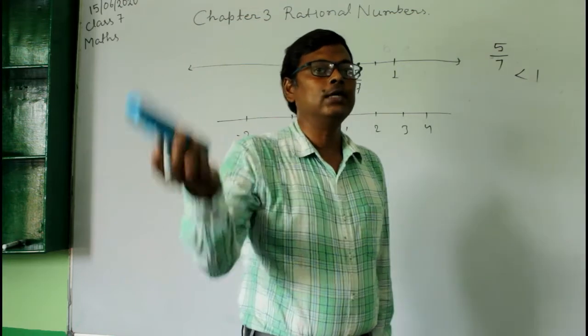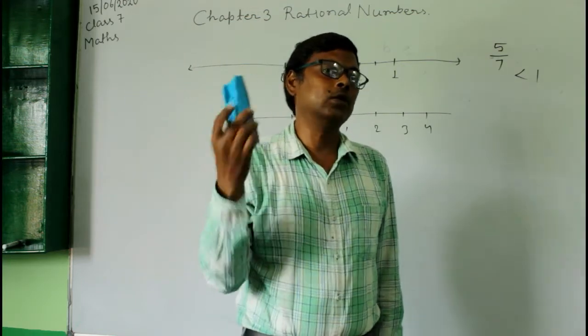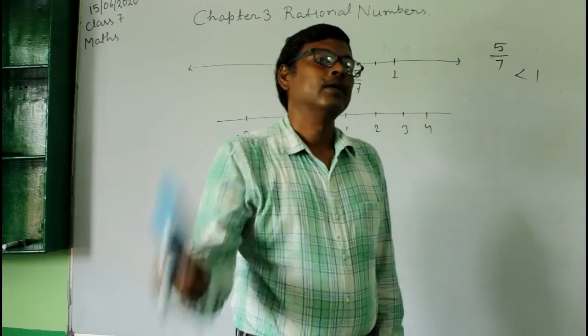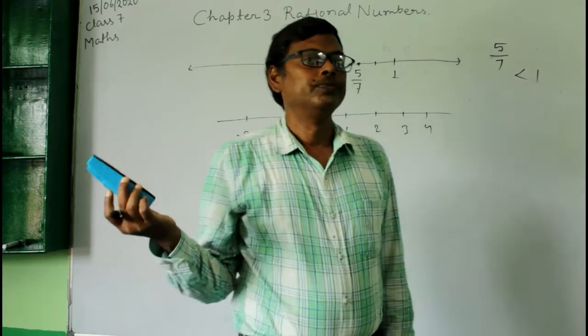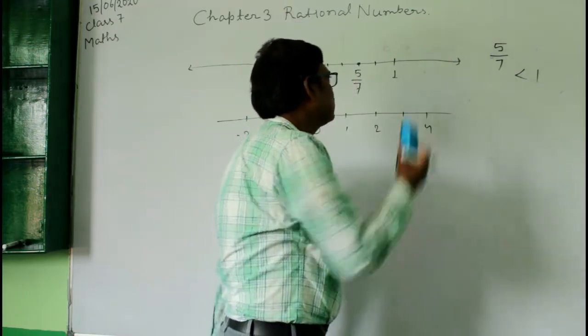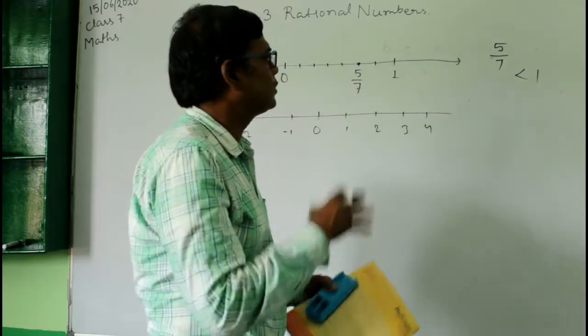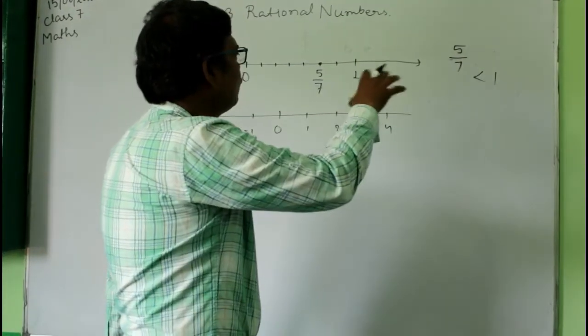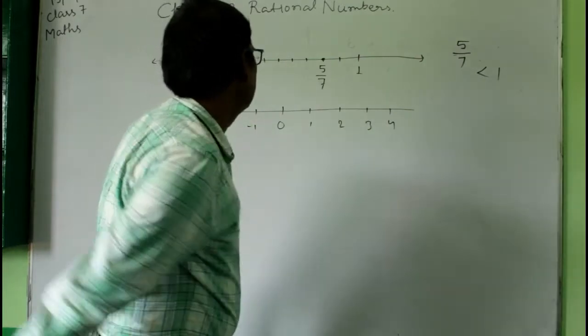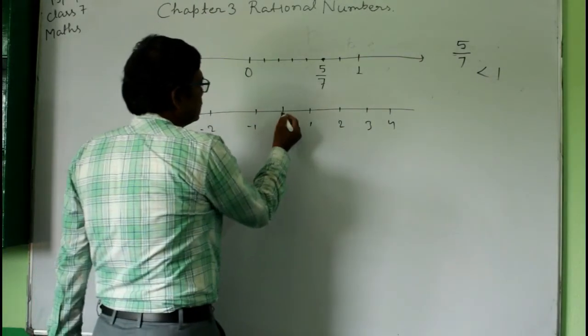On the positive side or on the negative side? If the number is positive, then it will be on the right side, and if the number is negative, it will be on the left side of 0. So here it is 5 by 7. Then we are finding how far this number is from 0. Now you must understand that this is 0 here.